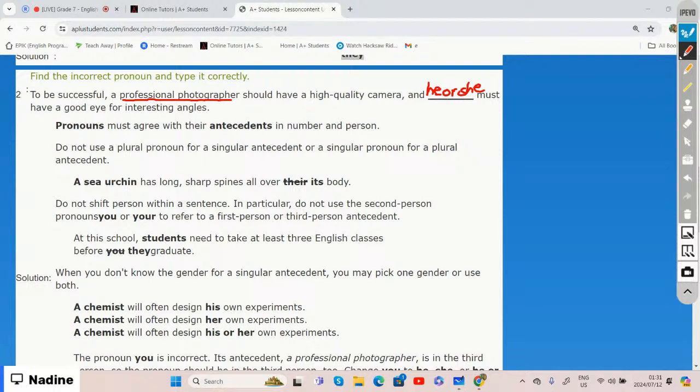Because if we're making mention of professional photographer, like I say, it is a profession that somebody's in. So which means that it can be a female or it can be a male, right? Or we can just say, since we don't know if it's male or female, we can say he or she must have a good eye for interesting angles. Because now we're referring to both. We can basically use both. We are picking both genders.